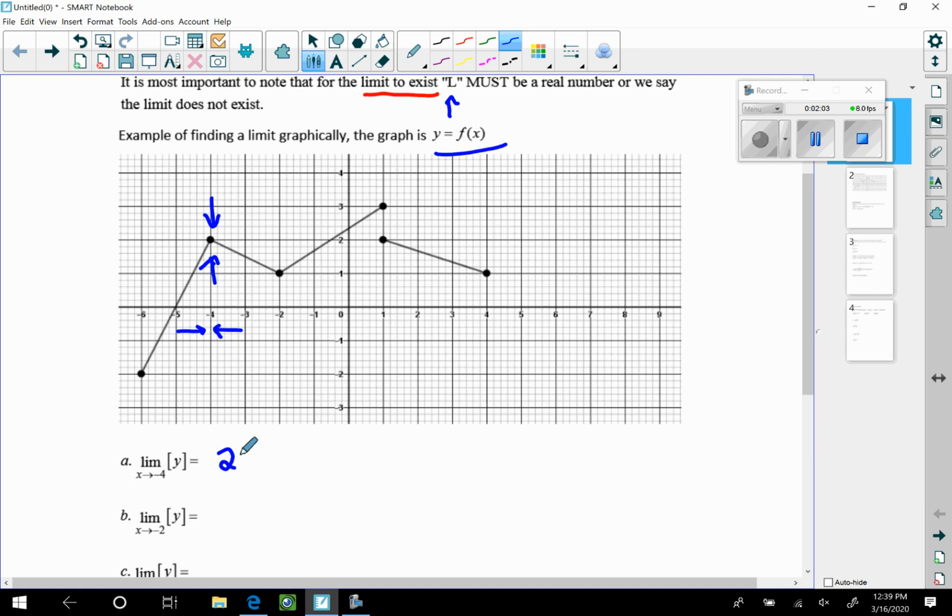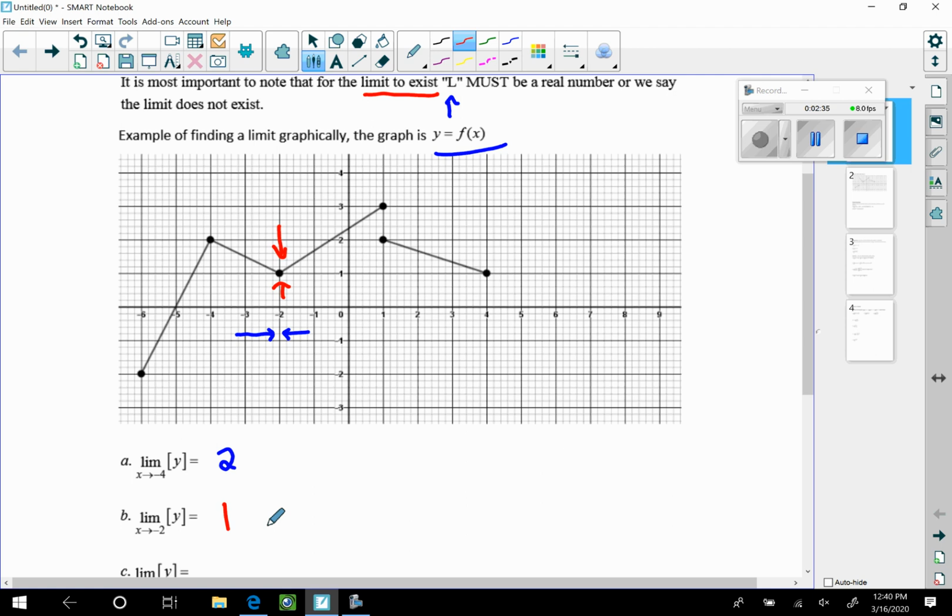Same as if I look at example B here, the limit as x goes to -2 of y. What would that be? Now I'm going to approach -2 from the left and -2 from the right, and I'm going to investigate what the y values approach. Well, the y values approach 1. So this limit is 1.